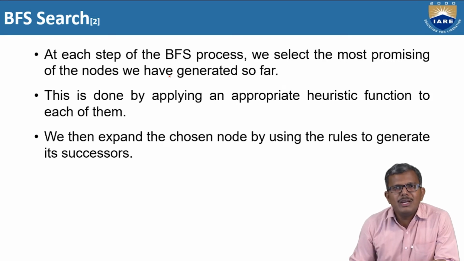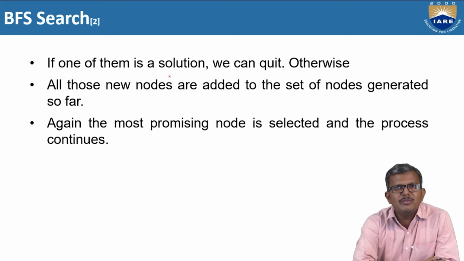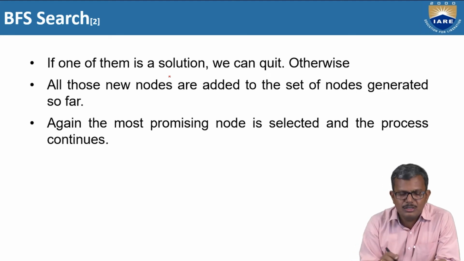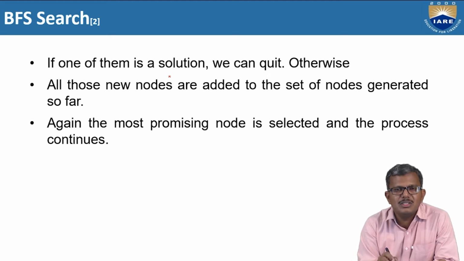So when we expand the chosen node by using the rules to generate its successor, then we can proceed with our algorithm. If the selected successor node is your goal state, then you can quit. Means your search process is going to quit. Why? Because you have already reached the goal state. Otherwise, you need to continue the process.